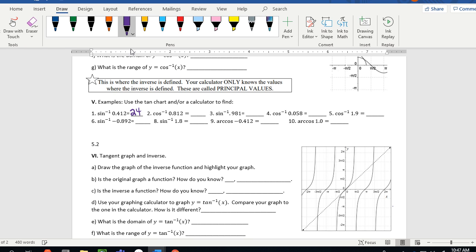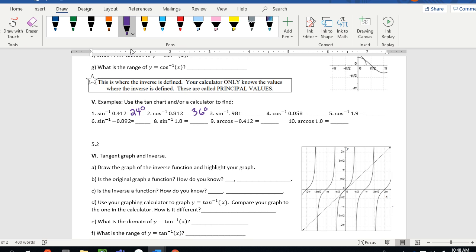Now, I'm in degrees, so I'm going to round this to the nearest whole number because of my class, I just want the nearest whole number. It tells me you know how to find it. So second one, cosine inverse of 0.812, enter, 36 degrees. It's 35.7, so this is 36 degrees.